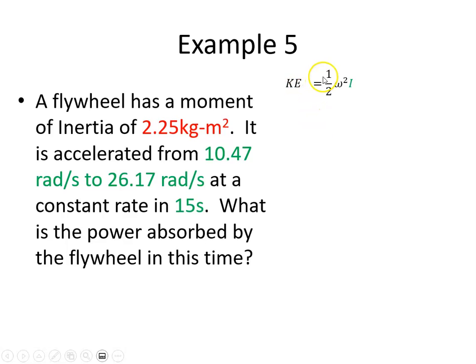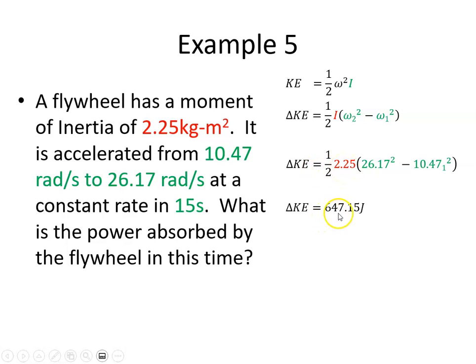So kinetic energy is half omega squared I. So the change in kinetic energy is half, I is going to be constant between the two of them, omega 2 squared minus omega 1 squared. I know omega 2 is 26.17 and omega 1 is 10.47. So the change in kinetic energy is equal to 647.15 joules. Now, power is energy over time, or the rate of doing work, and work is measured in joules.